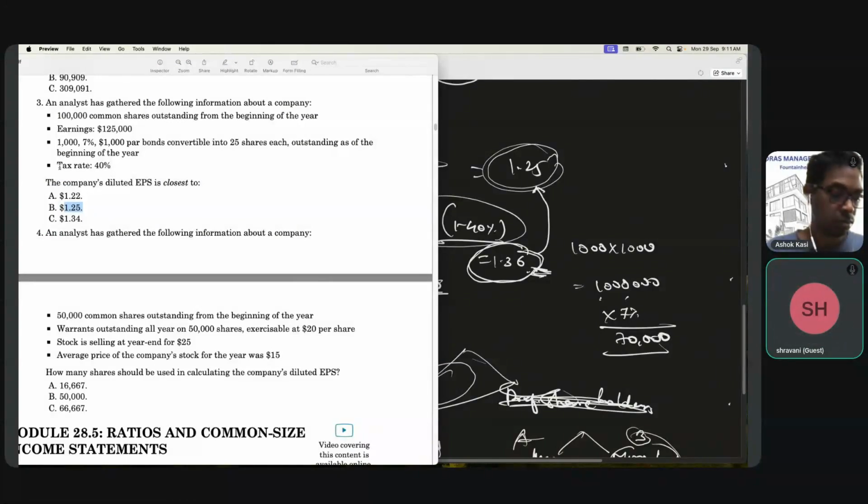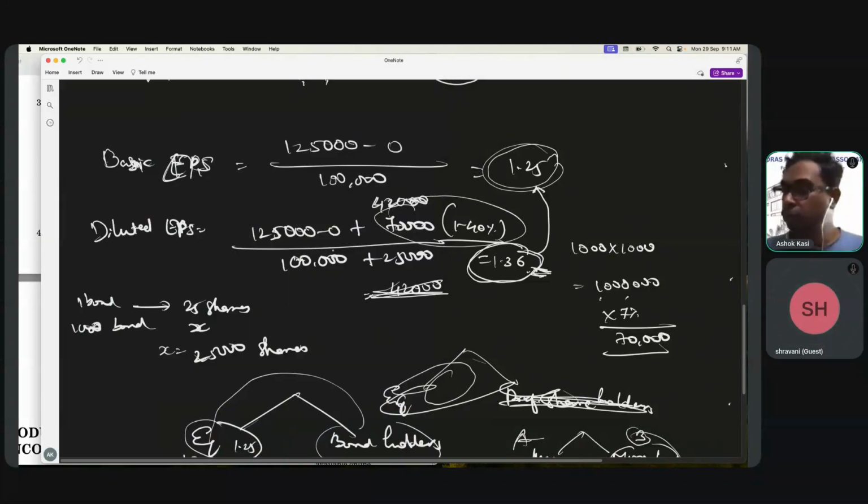So diluted EPS is assuming the securities are converted into common shares. We are assuming that if it is converted, then what will happen? It will come to 1.36. Then we will say no, it is anti-dilutive. They will not convert. Then my diluted EPS is also equal to 1.25 only.